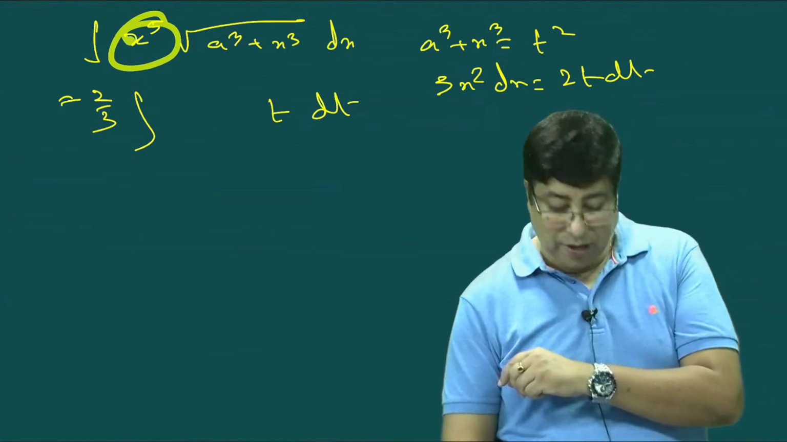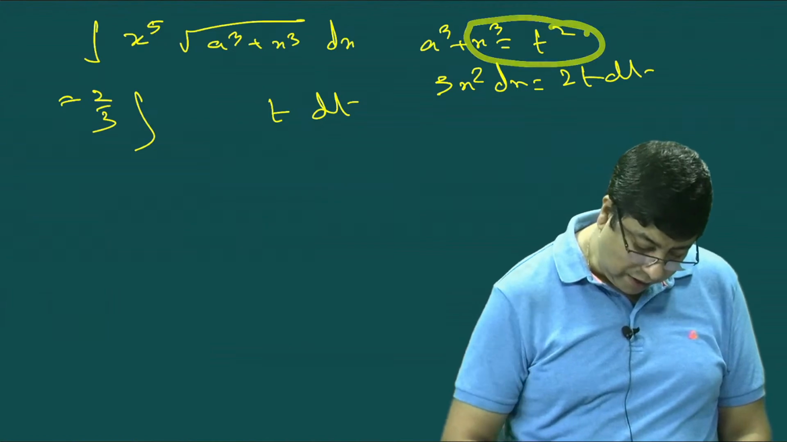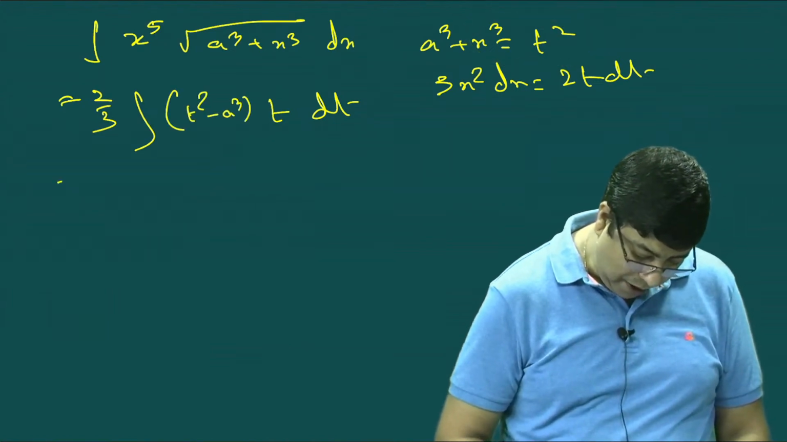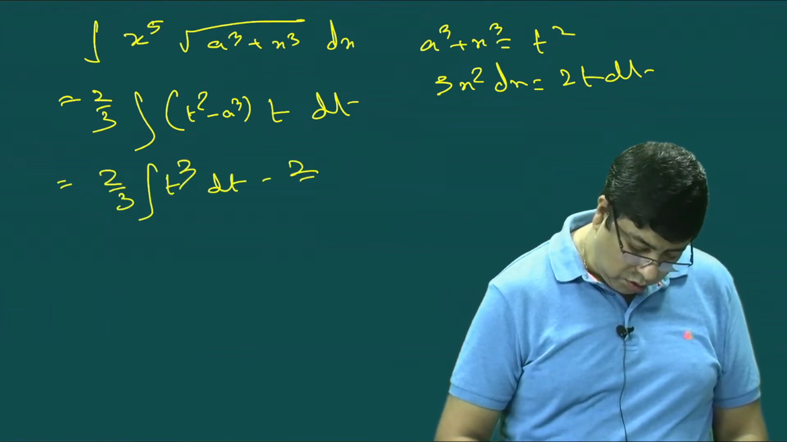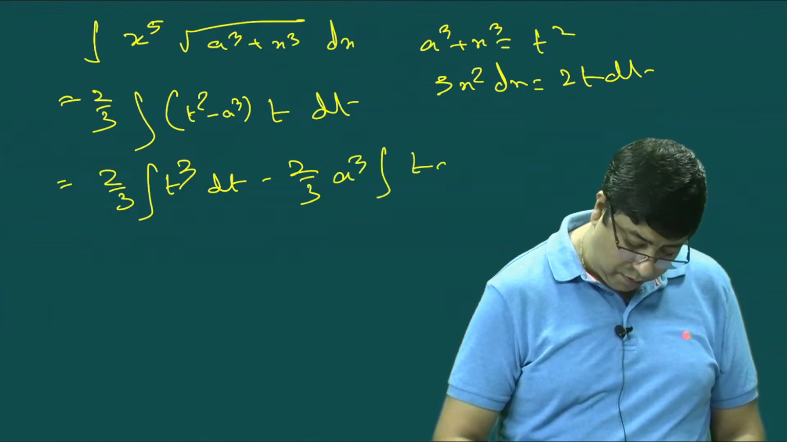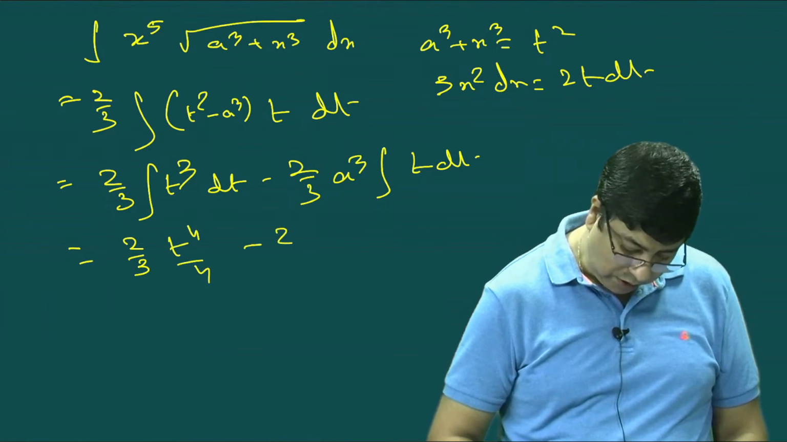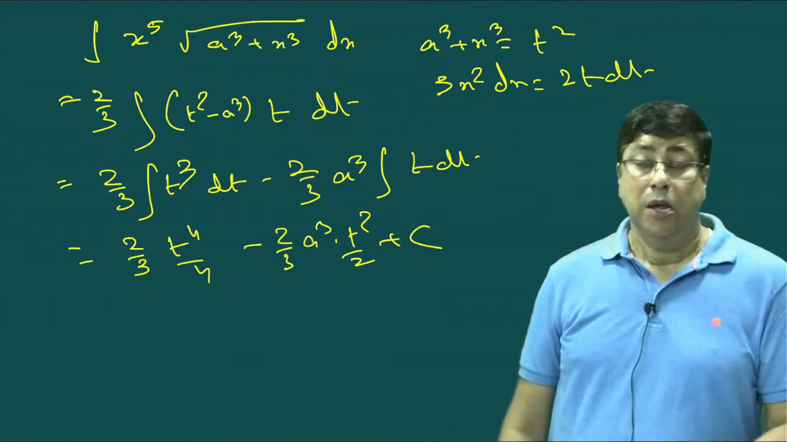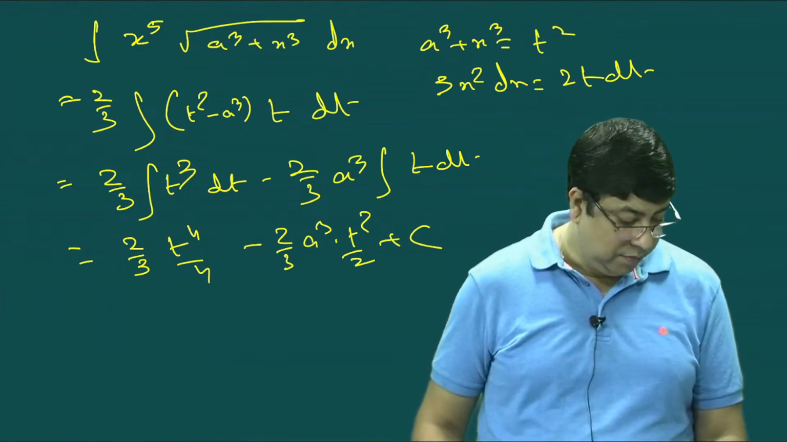The other x cube is present here. This x cube can be taken as t square minus a cube. So we can write this as t square minus a cube. If we separate this, 2/3 t cube dt minus 2/3 a cube t dt. Therefore we can write this as 2/3 t to the power 4 by 4 minus 2/3 a cube t square by 2 plus c. Sum is over. In this way, first you have to solve the sum for the WBJEE examination. Next sum.